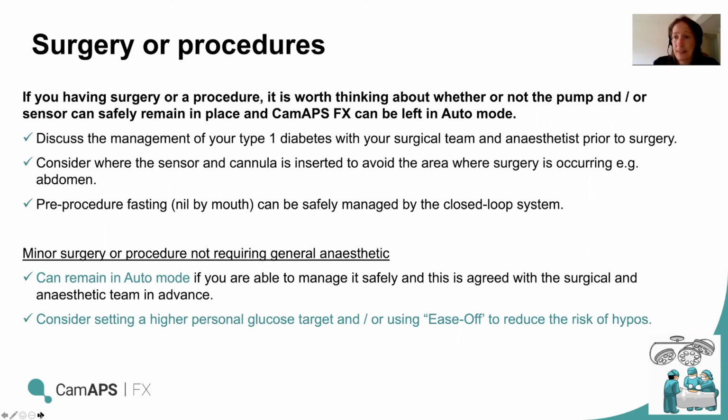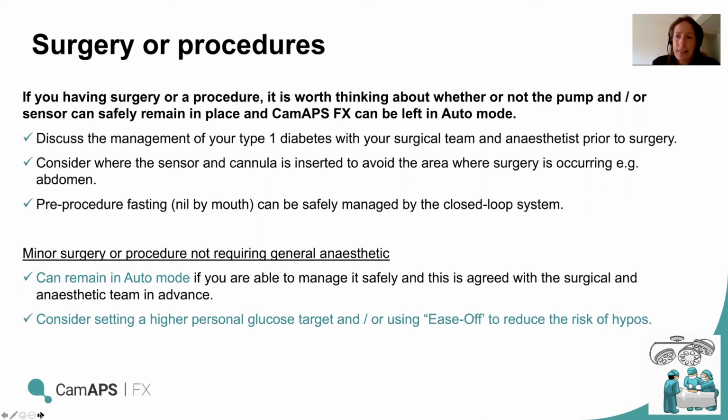and anaesthetist, if there's going to be an anaesthetist involved, before the surgery. Often people have a pre-operative assessment. Consider where the sensor and cannula are inserted, and be careful to avoid the area. If you're having abdominal surgery, you want to avoid having your sensor or cannula in that area, because those are more likely to have to be removed for your surgery. Normally people are asked to fast before their procedure or told to be nil by mouth, and that generally can be very safely managed with the closed loop system.